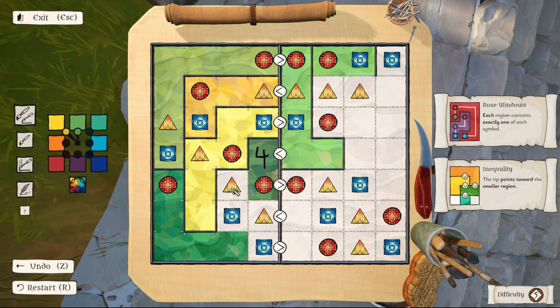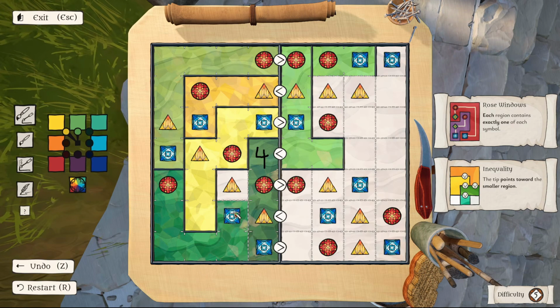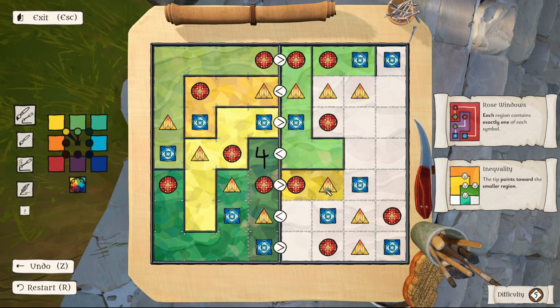Could be this way, could be this way. If you're this way, you're happy. If you're this way, you're also happy. That would force this to be either here or here. What about the other way? Yeah, that would still force this or this. So I can connect these two. What about down here? These could be a 4.